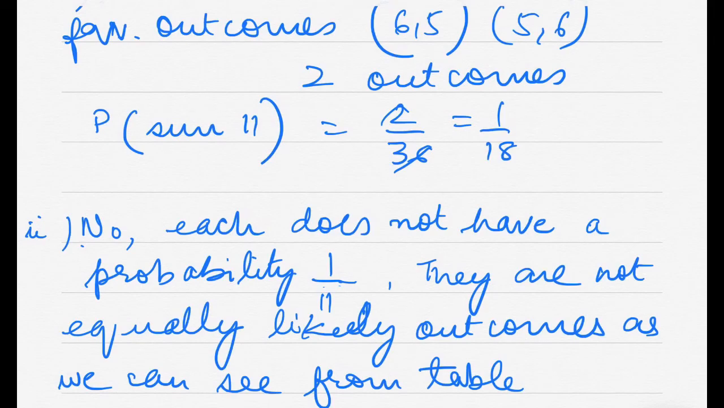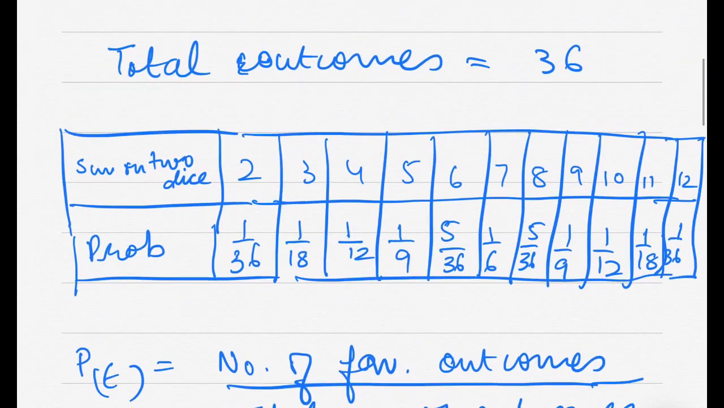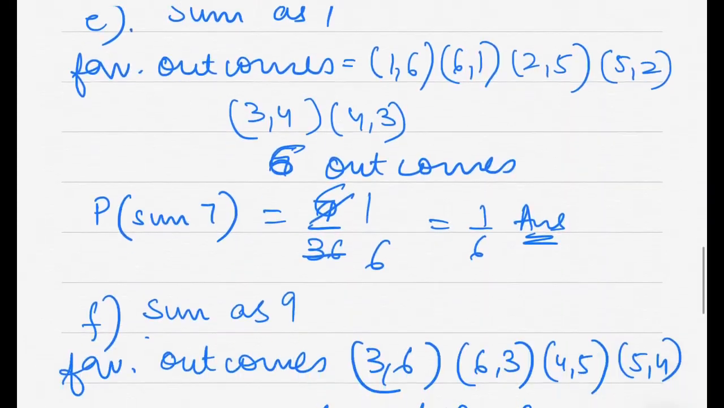Every time we won't get the same count. Like 2 we are getting one time, 12 we are getting one time, right? We can see from this table. And 3 and 11 we are getting two times, right? So all these are different, they are not the same. So this is 1 by 9, then 1 by 36, and 1 by 6. So 7 we are getting 6 times. So that's why we are getting these. So these are not equally likely outcomes. We are talking about the sum, correct? So these are not equal probabilities.